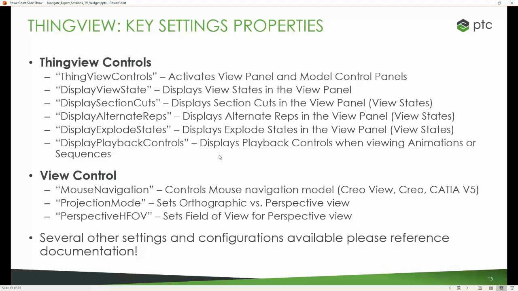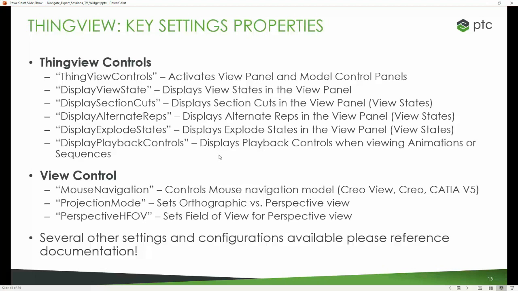In addition to making them visible, you can fine-tune exactly what kind of content is displayed to the user. We have several different options for that. Display view states will control whether or not view states are displayed to the user. This is enabled by default inside of Navigate. Display section cuts will show any pre-authored section cuts that came from your CAD tool. These are disabled because typically users will want to activate a view state, which may in turn activate a section cut. They likely don't want to just activate a pre-authored section cut.